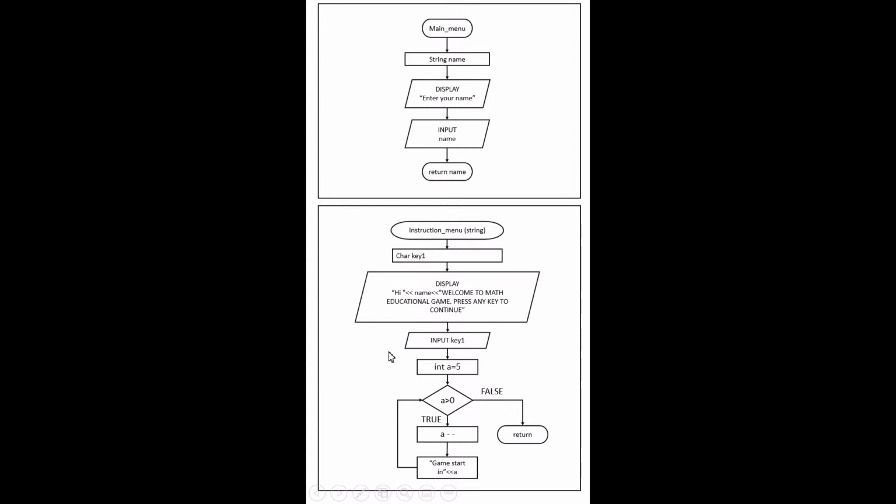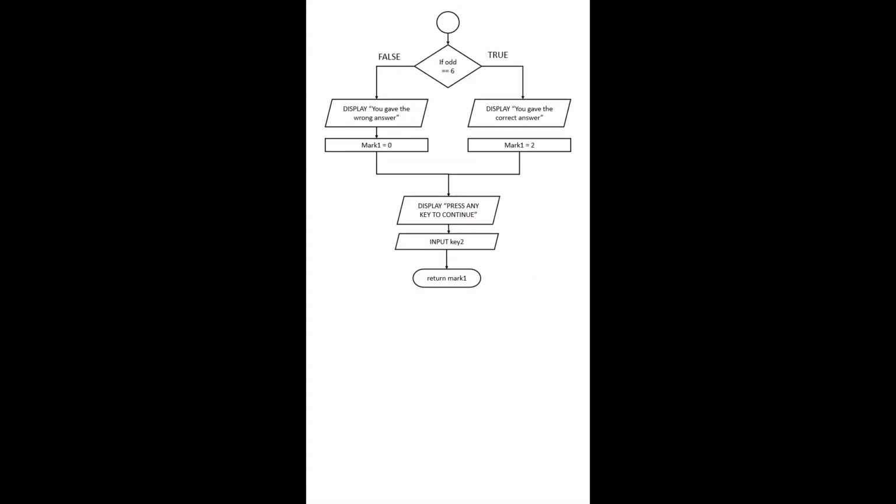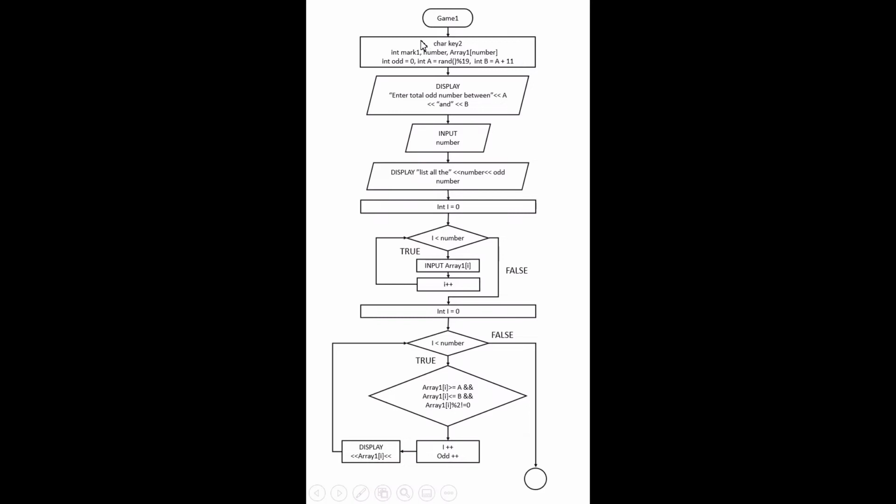When the user enters a key, there's a loop here for the countdown, game starts in 5, 4, 3, 2, 1. Until 1, it will do a countdown. Next is game 1. As usual, we declare the integer and the total odd numbers between A and B. A is generated randomly, and B is A plus 11.